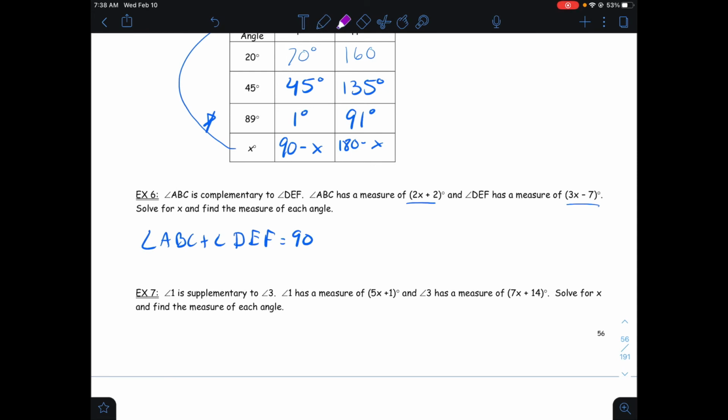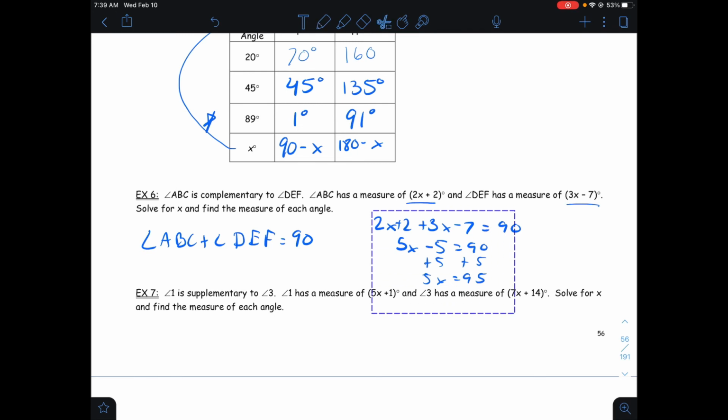So we've already kind of got an equation set up here. If they're complementary, we can add them up and set them equal to 90. So let's do that. We're going to say 2x plus 2 plus 3x minus 7 equals 90. So then you get 5x minus 5 equals 90. You get 5x equals, oops, that should be a 95, not a 9. 5x equals 95. And 95 divided by 5 is going to give us 19. So we get that x is equal to 19.